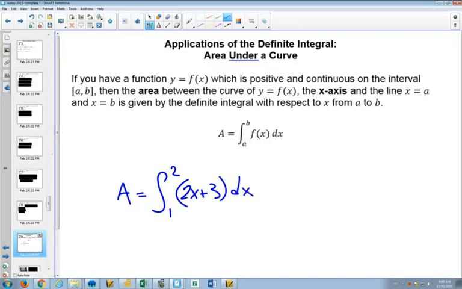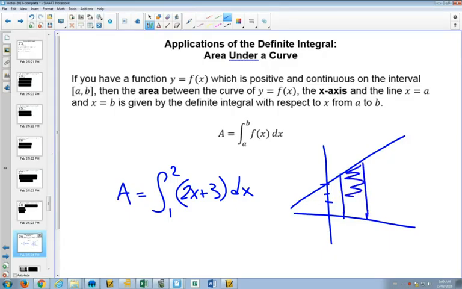Well, 2x plus 3 is just a line. And what that integral is going to do is, so there we've got our line 2x plus 3. And when we find the integral between 1 and 2, we're going to find that area that's enclosed from that curve down to the axis and those lines that you have listed right here.